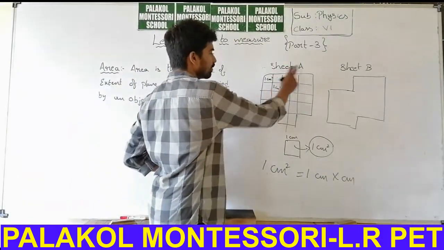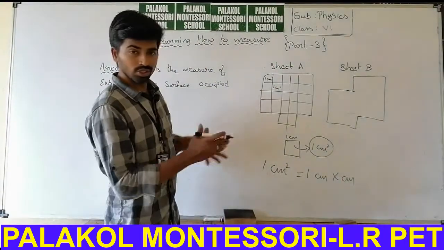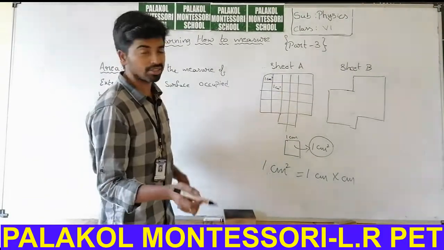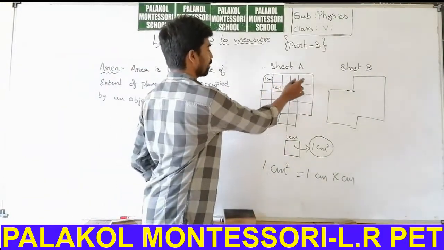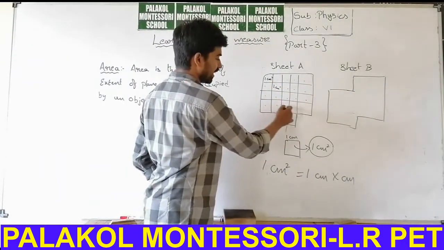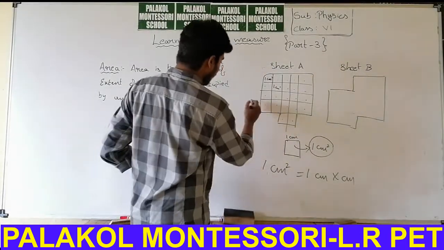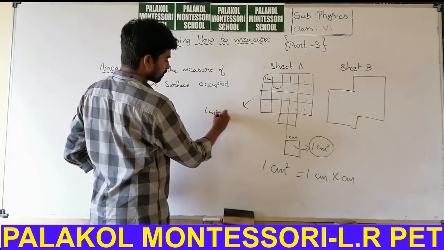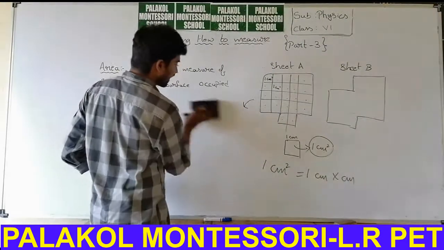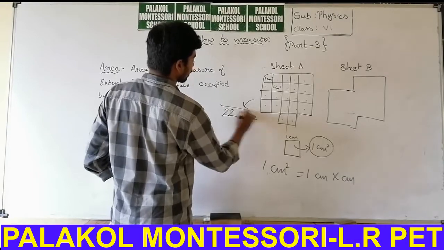This is 1 centimeter, this is 1 centimeter. So I have divided the complete sheet A into some boxes. Each box is 1 centimeter square. How many boxes are there? 1, 2, 3, 4, 5, 6, 7, 8, 9, 10, 11, 12, 13, 14, 15, 16, 17, 18, 19, 20, 21, 22. So what is the total area? How many 1 centimeter squares are there? 22. So we can write the area of this sheet A is 22 centimeter square.